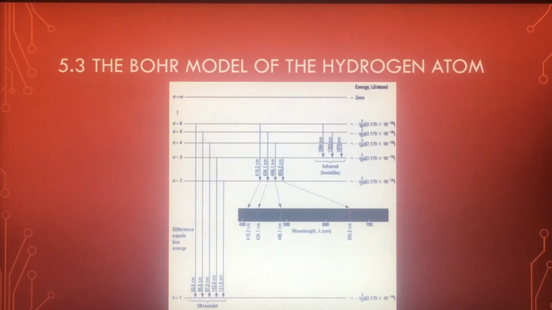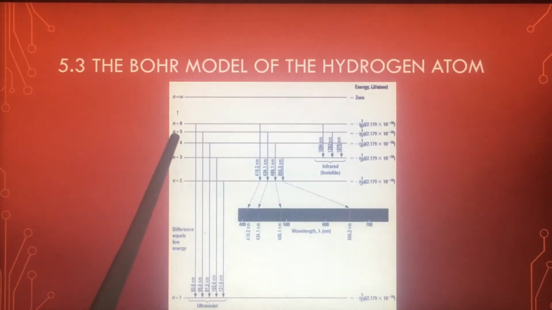Okay, but what we are more particular with is this transition. We have n is equal to 6 going to n is equal to 2. This is 410.2 nanometers, which will fall into the visible light region. This is actually what we see in the bands.